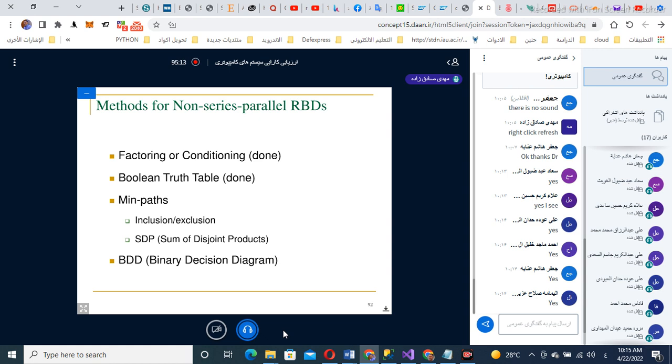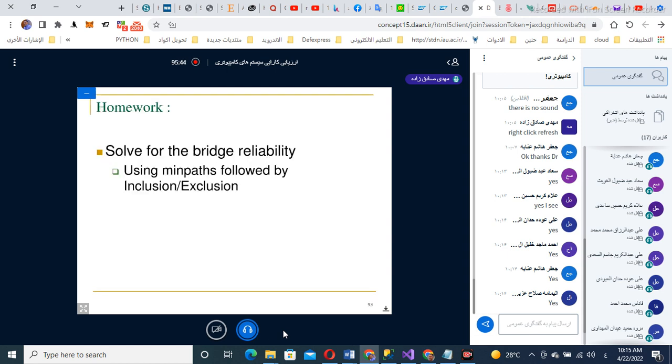Methods for non-series-parallel reliability block diagrams: we can use factoring or conditioning, that is done. Boolean truth table, done, we saw in the previous lecture. And min paths with inclusion or exclusion, and SDP, that is sum of disjoint products, and BDD, binary decision diagram. That is a different method you can use here. Homework: solve for the bridge reliability using min path followed by inclusion or exclusion.